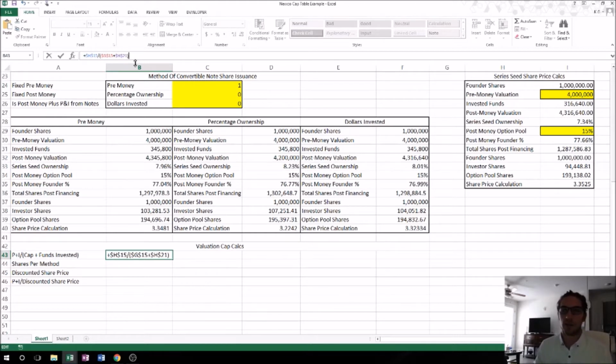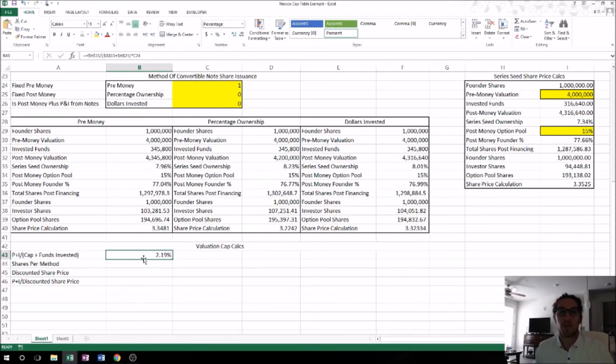So that is just basic order of operations once again. So all these cells are locked, and then we're going to multiply that by the appropriate method of conversion. So in this one it's 1, 0, 0. That way if we go in and change this to a 0, this becomes a 0, making the formulas calculate correctly. So we'll do that, we'll hit enter there. So we have 2.19, and I'm just going to format that as a percentage. So this is basically the percentage ownership of the convertible note.